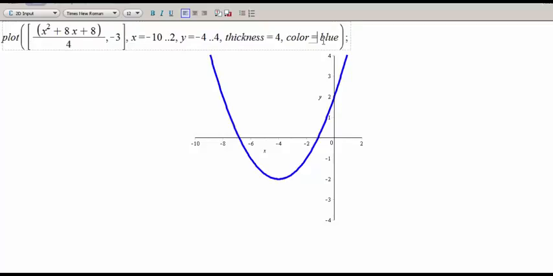Okay, let's make that color. We'll make the color of the directrix red. Okay, and there it is. So that's what our graph should look like.